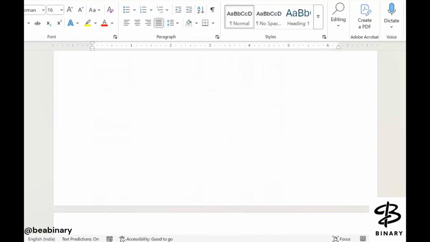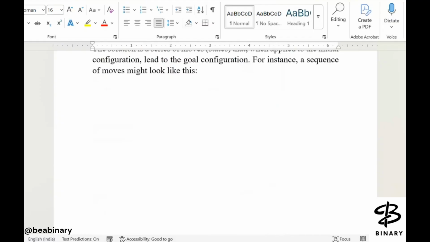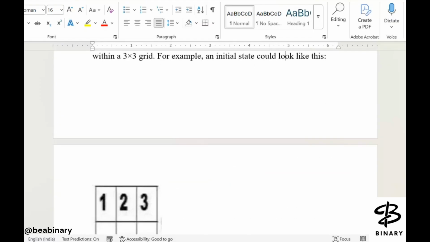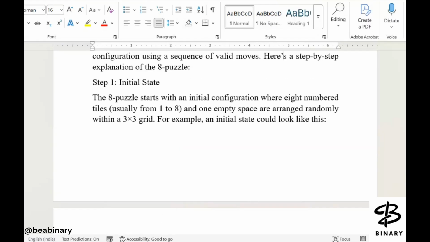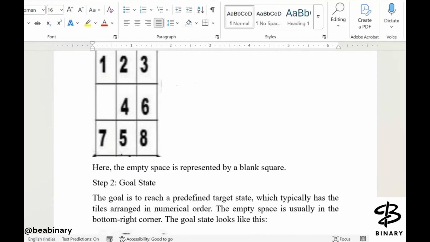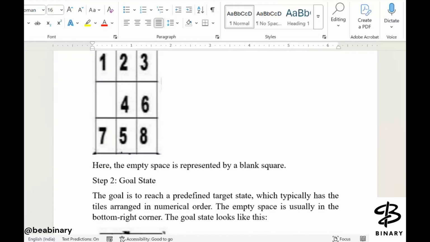Or इसी में अगर we will talk about the different steps, so these steps are: first you will talk about the initial state. In the 8 puzzle problems, start with the initial configuration, where 8 number tiles, usually from 1 to 8, and one empty space are arranged randomly within a 3 by 3 grid. So for an initial state, you have this kind of a tile here, right? Here the empty space represent the blank square.